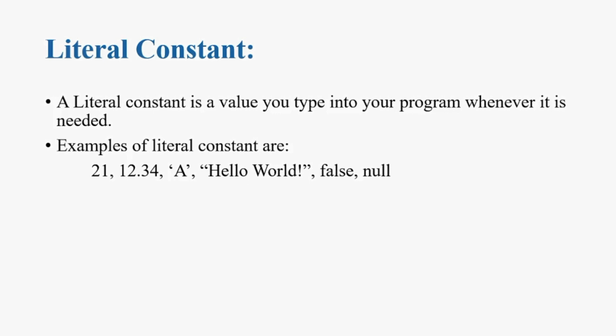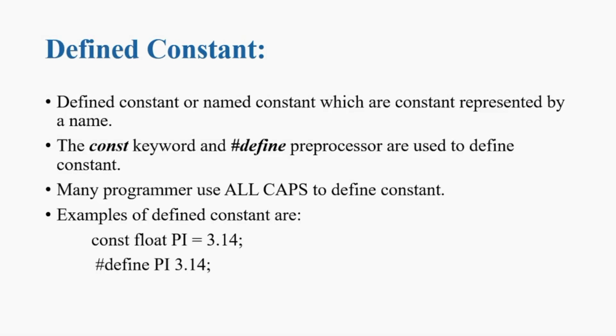Literal constant. A literal constant is a value you type into your program whenever it is needed. Examples of literal constants are 21, 12.34, hello world, false, and null.